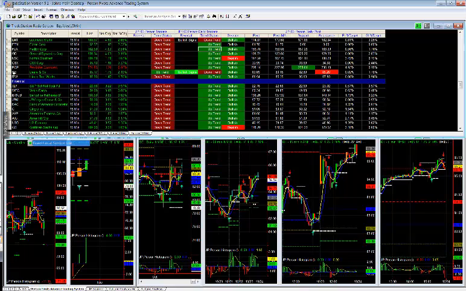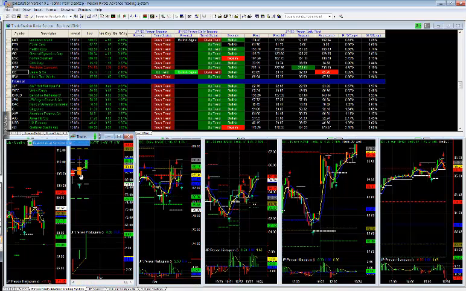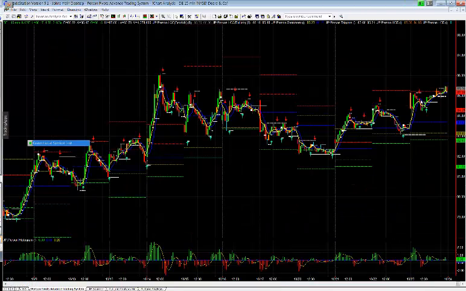So let's take a look at John Deere. John Deere had been yesterday in a daily buy. And now I can look at, if the market gives me a daily buy signal, then I want to look for 15-minute buy signals. So here is a 15-minute buy signal.